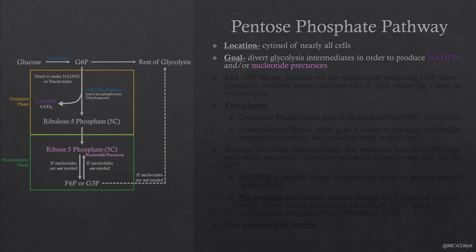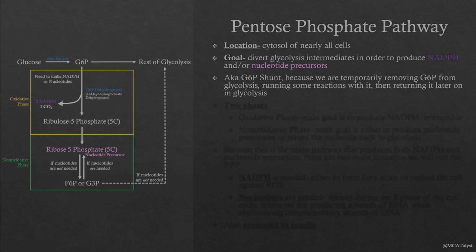So the goal of the PPP is to divert glycolytic intermediates, certain molecules from the middle of glycolysis. We're going to shunt them away from glycolysis for a short bit, and we're going to use them to produce NADPH or potentially nucleotide precursors if they're needed. We're going to talk about this in a second. We also call this the G6P shunt because basically we are temporarily removing G6P, glucose 6-phosphate, from glycolysis. We're going to run some reactions with it to produce all of this stuff that we need through the PPP, and then we're later going to return it back into glycolysis.